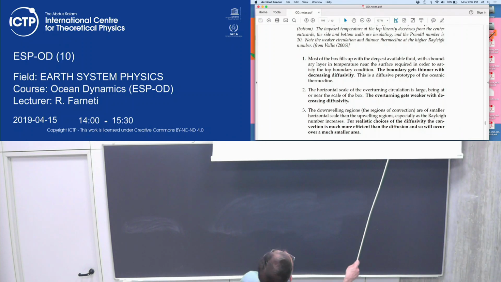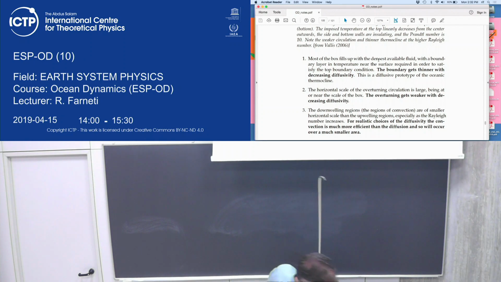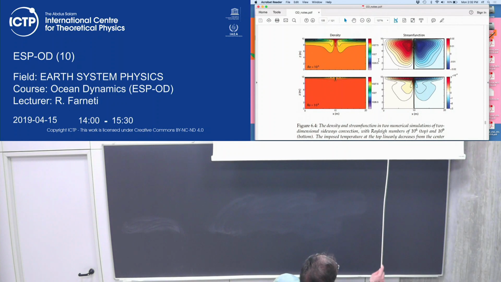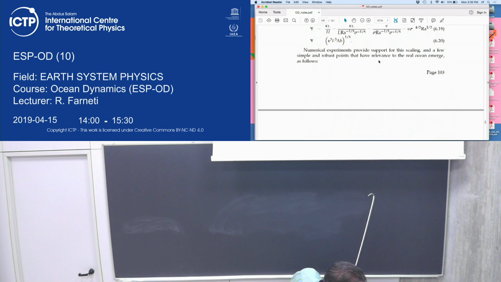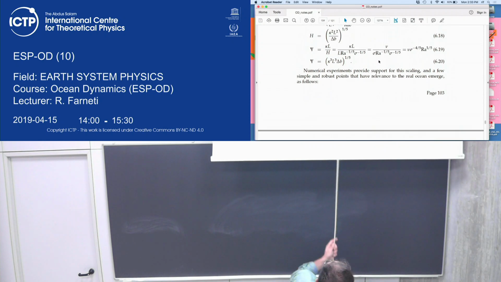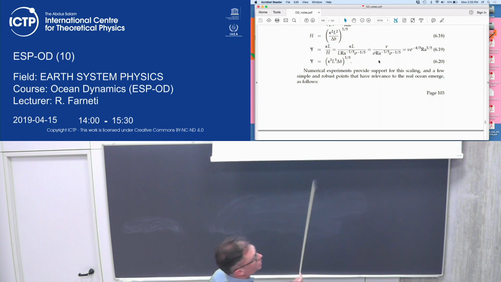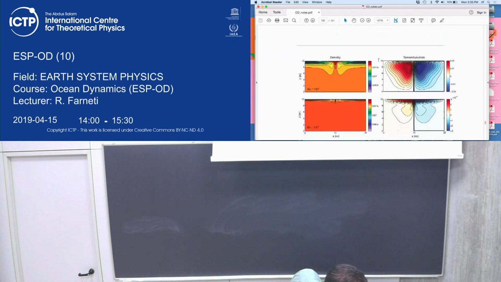And the circulation gets weaker with decreasing diffusivity. So again, at large Reynolds number, which is the bottom case, the circulation gets weaker and weaker. And that's also given by the scaling here, psi, okay? With a small diffusivity, the circulation gets weaker, so that makes sense with our scaling.